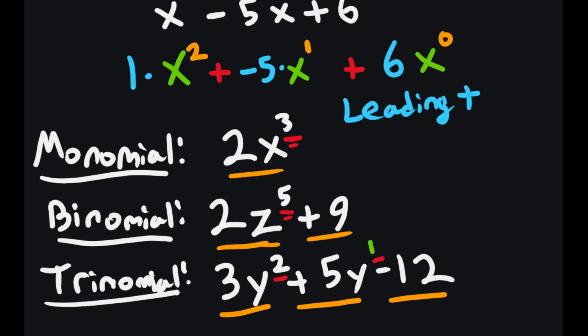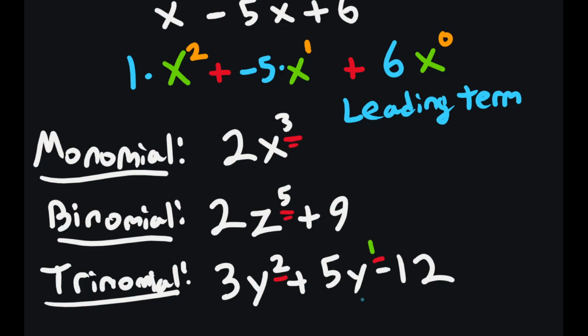And I'll just underline what the leading term is in each of these. The leading term is the term with the highest exponent. So in this monomial, there's only one term, so of course, that's the leading term.